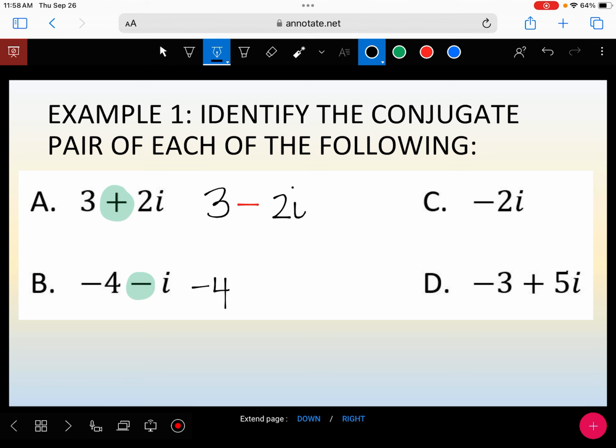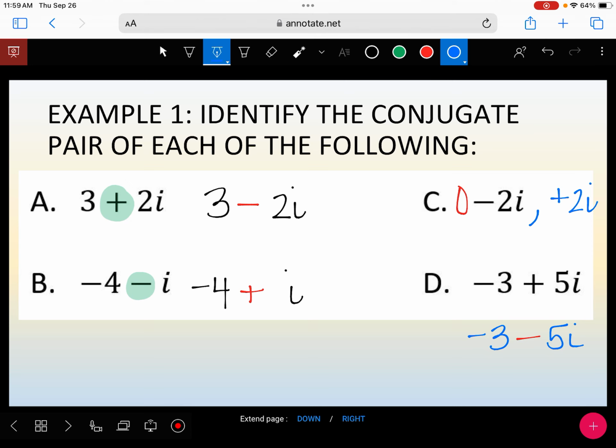-4 plus i. For C, there's an imaginary 0 right here. So if you have 0 minus 2i, that also means you have a positive 2i. And then lastly, -3 plus 5i. The conjugate would be -3 minus 5i. Okay? Any questions about how we did that?